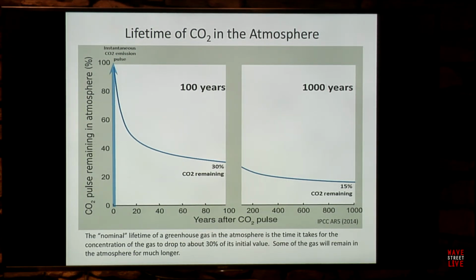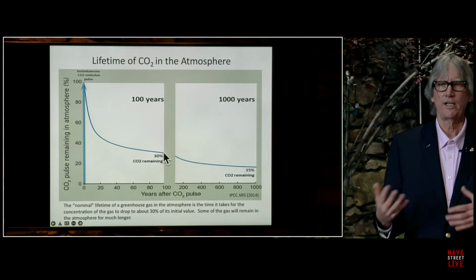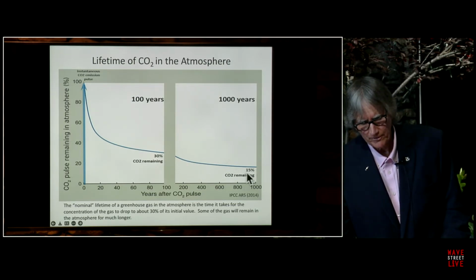So just quickly, I want to talk a little bit about lifetime of these gases in the atmosphere, particularly CO2. Often you'll hear people say lifetime of CO2 in the atmosphere is 100 years. That's kind of the nominal lifetime of the gas. But the way it works is if you put a large pulse of CO2 into the atmosphere and then look at how it varies as a percentage of time, it actually starts decreasing pretty rapidly for the very beginning here. But that decrease falls off over time, such that after about 100 years, you still have about 30% remaining. And that's kind of the standard for nominal lifetime. But in fact, if you go out 1,000 years, you still have about 15% remaining.